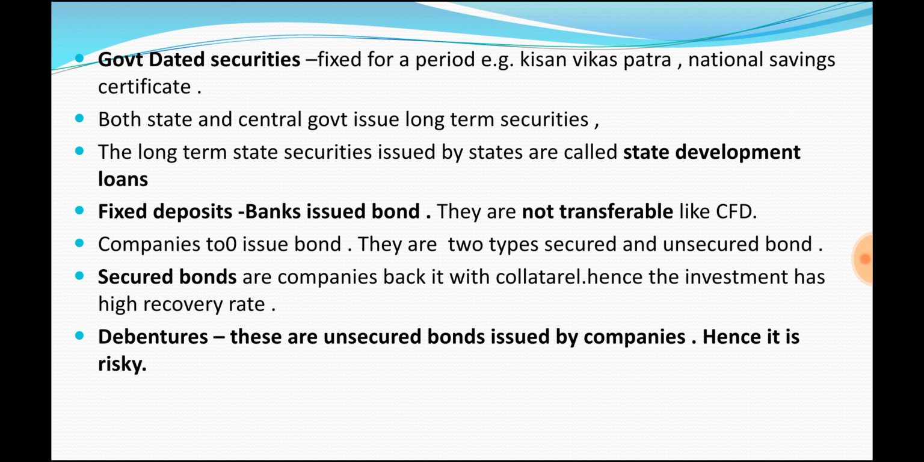So I have given here the different types of bond. Government debt securities are the securities issued by the government. They are known as G securities. They are fixed for a period. Some examples are Kisan Vikas Patra and National Savings Certificate. Please remember, both the state and central government issue long-term securities, but the long-term securities issued by the states are not called G securities. They are called state development loans.